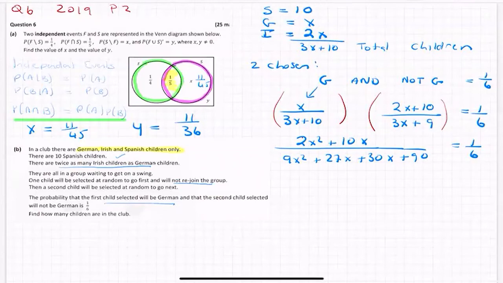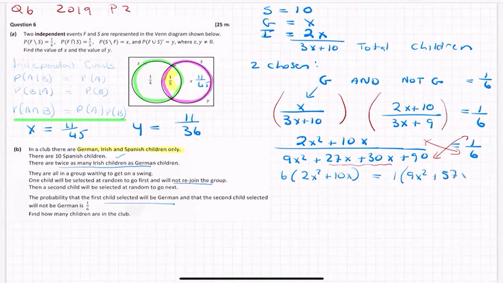Okay, we then cross multiply, equal sits in the middle. I have a fraction equal to a fraction, so it's a good time to cross multiply so that I get rid of the fraction and everything is on one line. So I'll have 6 times 2x squared plus 10x is equal to 1 times... And if it's okay with you, I'm going to tidy these two as I go. So 57x plus 90. Okay, let's multiply that. 6 2's, 12x squared plus 60x equals 9x squared plus 57x plus 90.